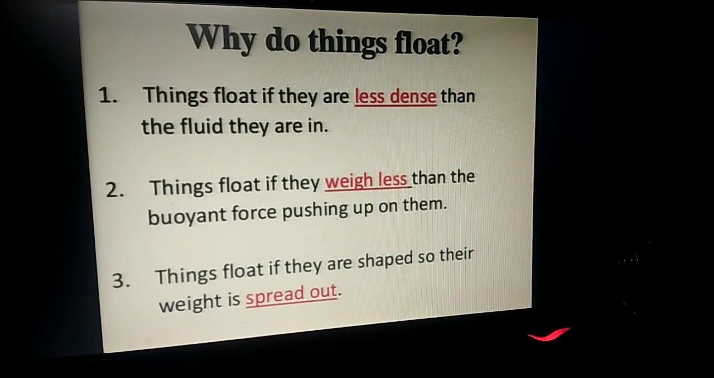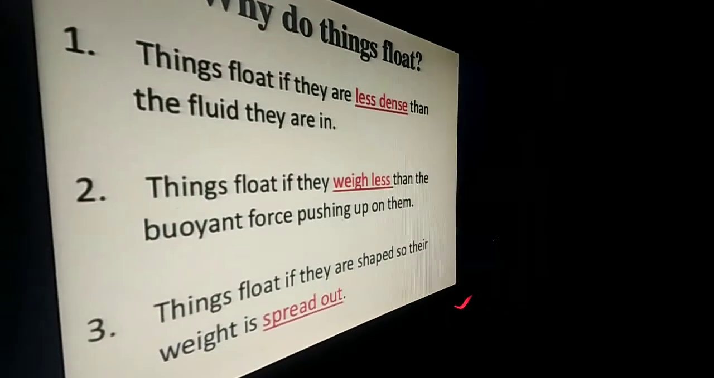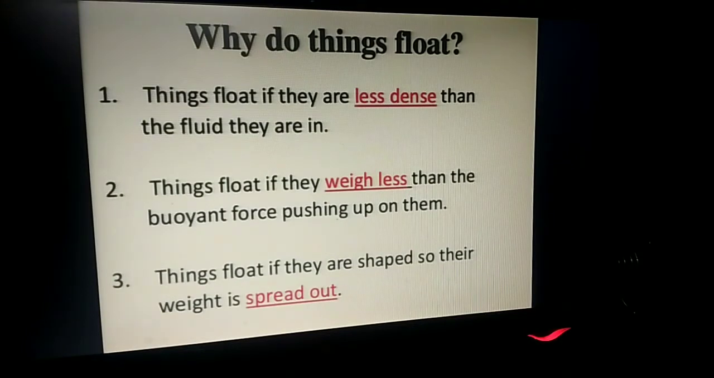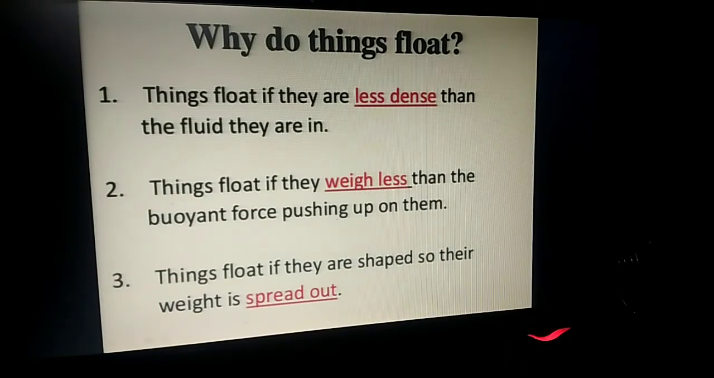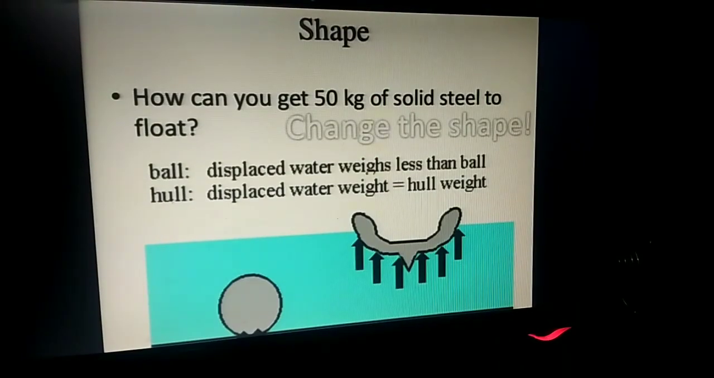Now, why do things float? Things float if they are less dense than the fluid they are in. Things float if they weigh less than the buoyant force pushing up on them. Things float if they are shaped so their weight is spread out. Shape. How can you get 50 kg of solid steel to float? By changing the shape.